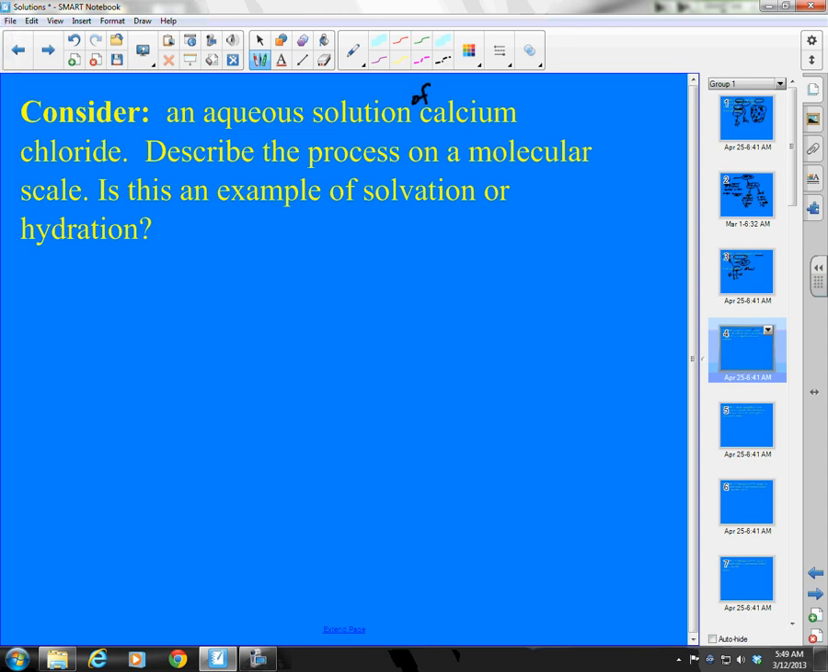Consider an aqueous solution of calcium chloride. I should use better English here, shouldn't I? Describe the process on a molecular scale. Is this an example of solvation or hydration? Ooh, this is starting to sound a little more complicated. And indeed it is. Let's go back to our notes.